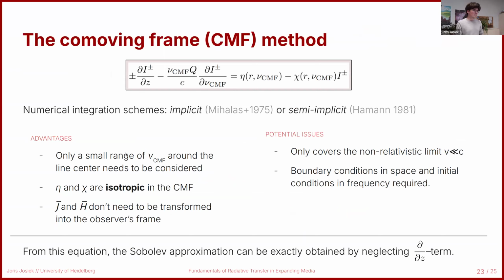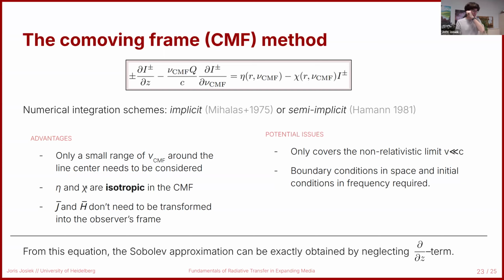What are the advantages of this? Well, firstly, we only have to consider a very small range of comoving frequencies for each line. Again, just the range around the line center, so not the entire spectrum. So this saves a lot of integration time. Secondly, a big advantage is that these emissivities and opacities are isotropic in the CMF, so you don't have to consider that the direction matters anymore.